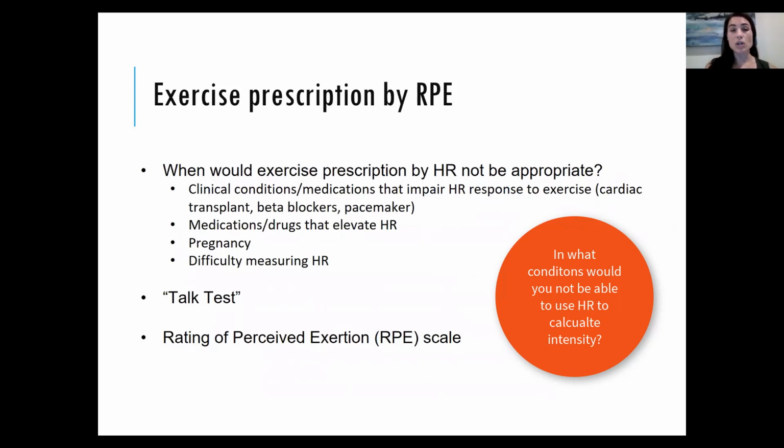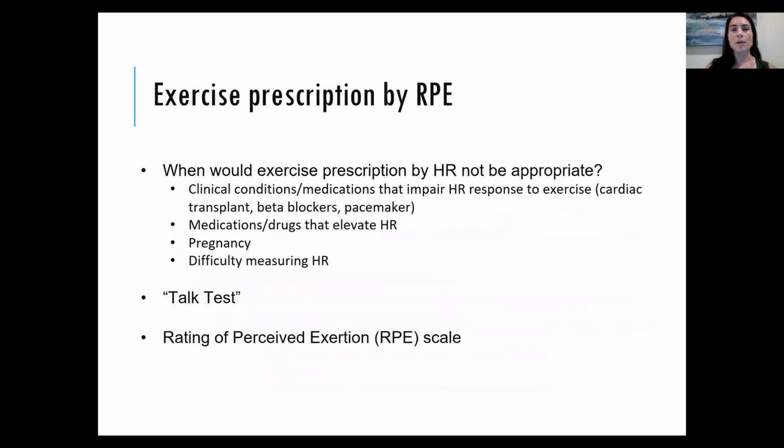And so that's why we can't really use heart rate for intensity for these individuals, okay? There are certain drugs that elevate heart rates. Pregnancy has an impact on heart rate. And then also sometimes it's really difficult to measure someone's heart rate, okay? So these are all reasons where we wouldn't really want to use heart rate to prescribe exercise intensity.